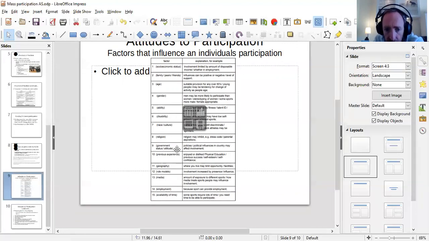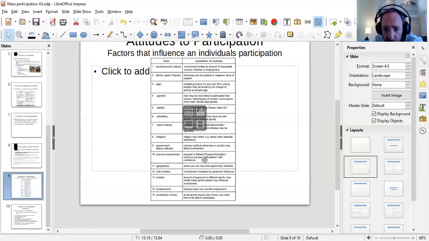And the government's status and attitude towards sport, their policies there. Now the UK has quite a positive policy towards sport and participation. So that has a positive influence, but you can see from the surveys and reviews that it hasn't been as successful as they would have liked. So they're still working on that, and of course that will affect a person's view of participation.